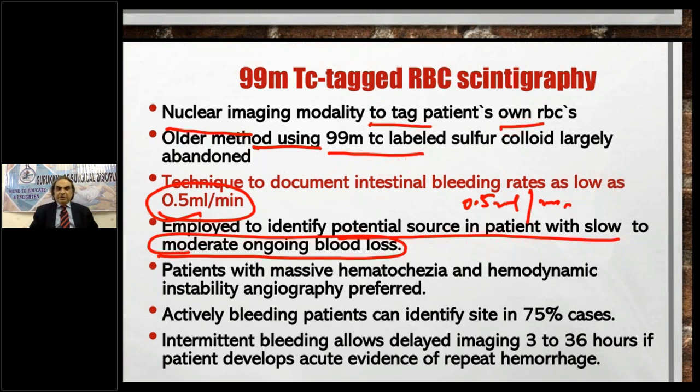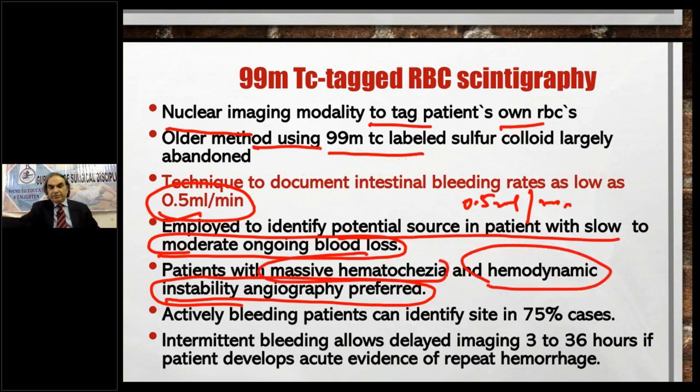With massive bleeding, the patient is hemodynamically unstable. We'll prefer angiography, which I'm repeating again and again. If there is massive hematochezia and hemodynamic instability, we will not rely on scintigraphy. Active bleeding can be identified in about 75% of cases, and it's not rocket science, because the blood is leaking and you can put it on the scanner.